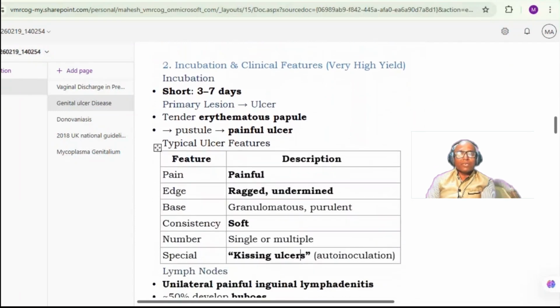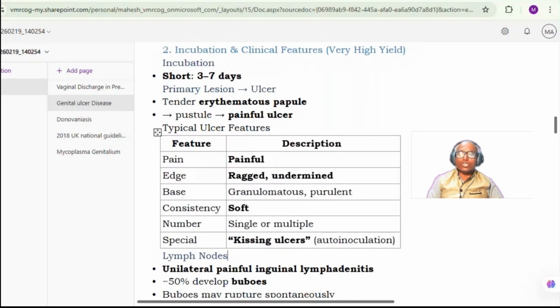Okay. Now coming to the incubation period. Chancroid has a short incubation period, around 3 to 7 days. The primary lesion is an ulcer. There will be a tender erythematous papule, which forms a pustule and then an ulcer. So, a painful ulcer. Here, please remember the features of the ulcer. When you want to differentiate the ulcer, you should know its features so that you can differentiate it from a syphilitic ulcer or a herpes-related ulcer. That table is also there at the end.